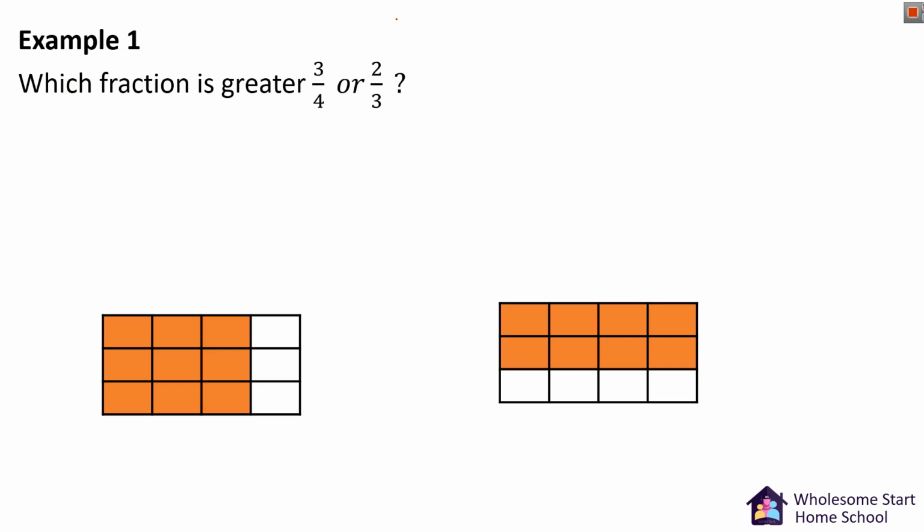Now let's look at this number. This is 3 over 4 and 2 over 3. Which one is greater? Both of them don't have the same denominator, so we can't say that this one is greater than this one. So you know what we are going to do?